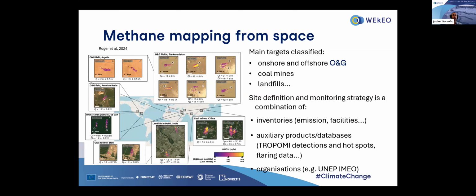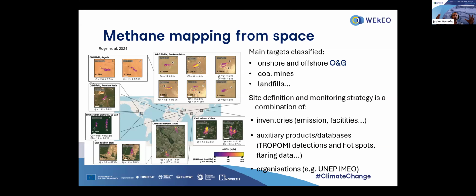So for methane mapping from space, we've got different targets. We are starting with onshore oil and gas facilities. We move into offshore oil and gas facilities. And now we are also moving into landfills. We've got examples where even palm oil mills have been monitored for methane. And in the end, we are expanding these sites and moving into different areas.